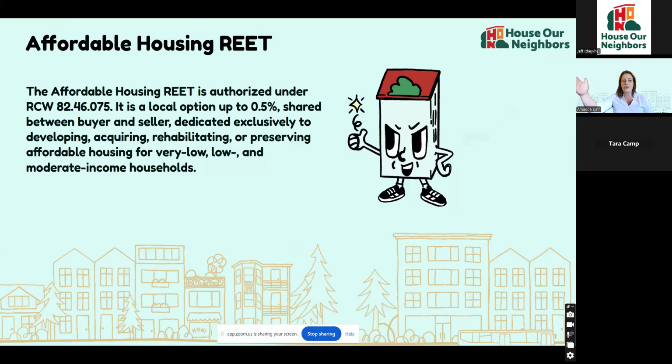That's an additional 0.5% shared between the buyer and seller, as I was just describing, that is dedicated exclusively to affordable housing. So again, this would be a third type of REET that is allowable at the state level and is focused on building, acquiring, rehabbing housing for low and moderate income people, exactly who social housing serves. So why don't we have this?